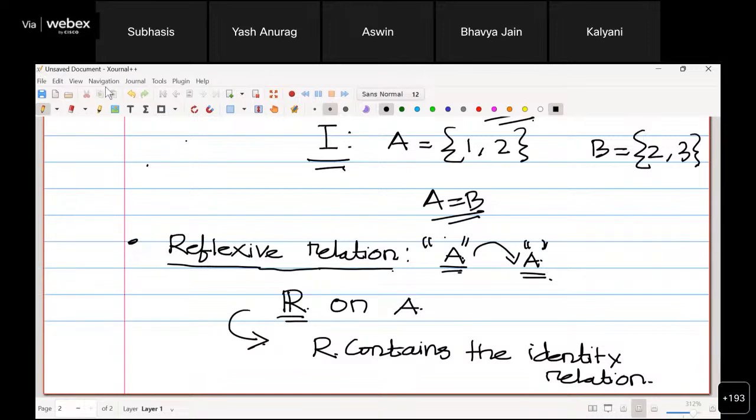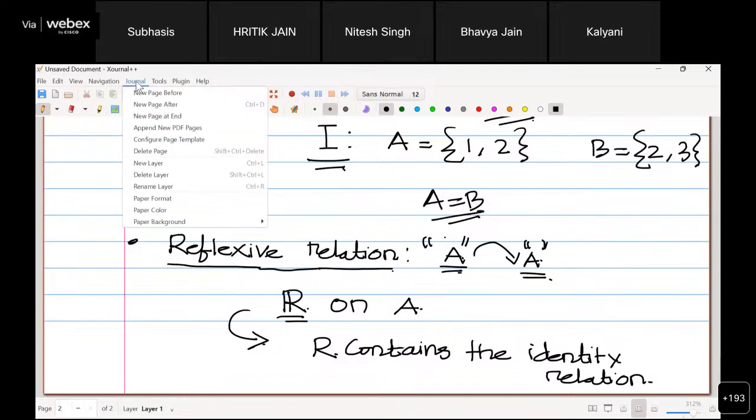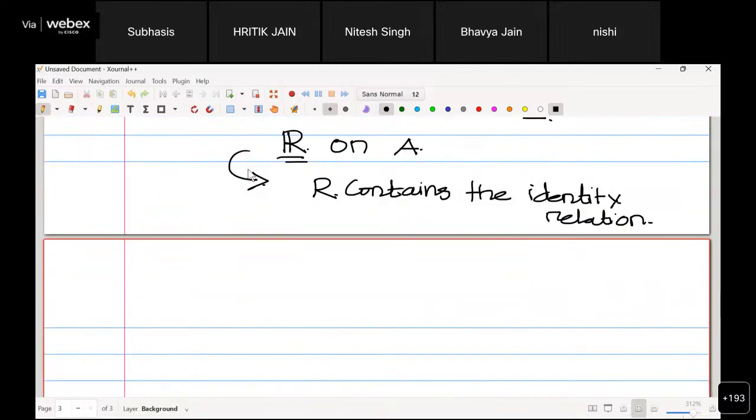Sir, can you repeat the definition? Every identity relation is a reflexive relation. Correct. Yes, every identity relation is a reflexive relation. Sir, is every reflexive relation an identity relation or not? Sorry, no. Every identity relation is a reflexive relation.